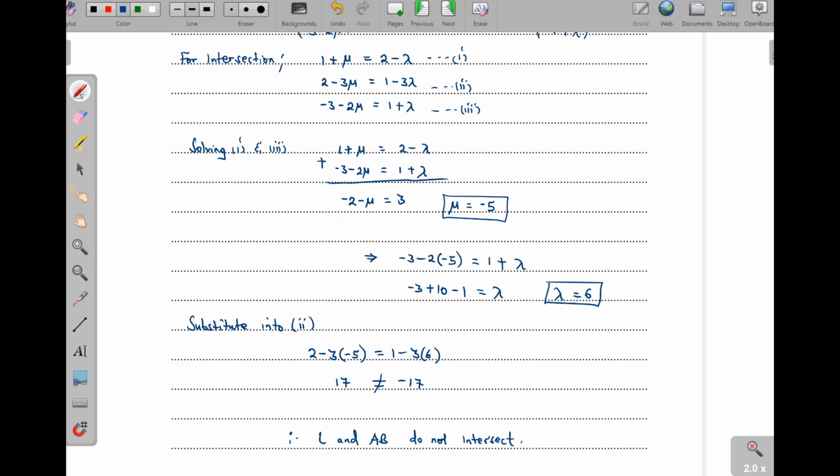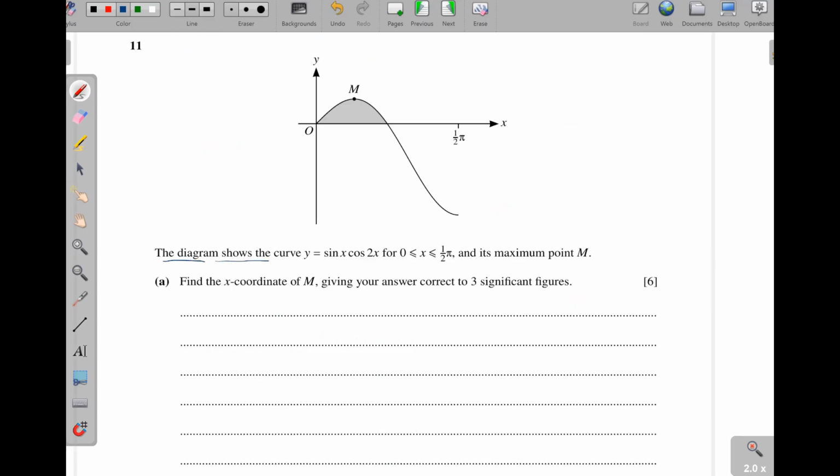And that is that. Question 11, the diagram shows the curve, this one here, for 0 to pi over 2 and its maximum point M. So M, since they have given us the nature, this one is the stationary point, okay? And you can see it here, it's a maximum point. But according to the way this curve is drawn, there is also this one point here, which is also a stationary point, but it is a minimum at pi over 2, okay? Find the x-coordinate of M, giving your answer correct to 3 significant figures.